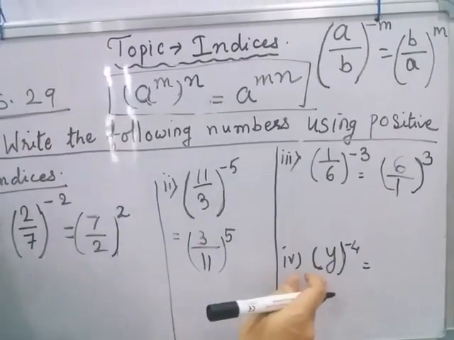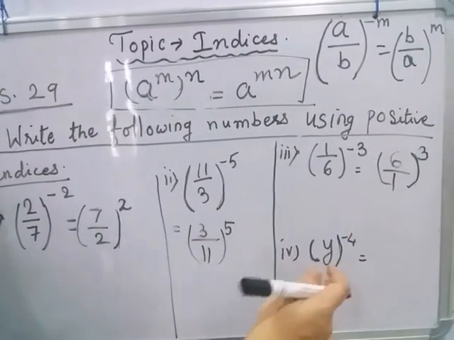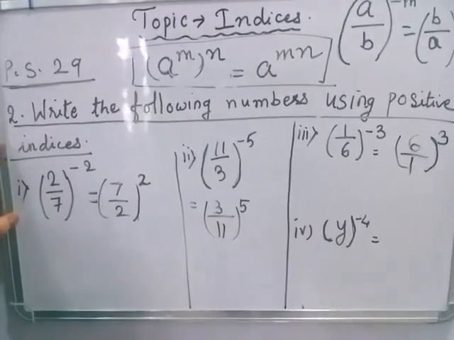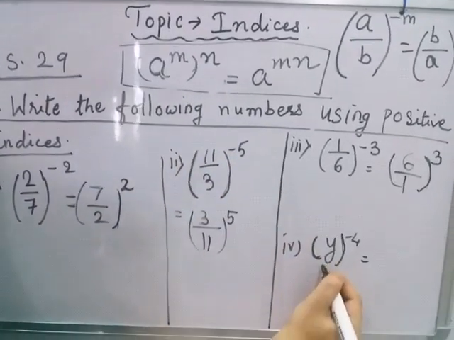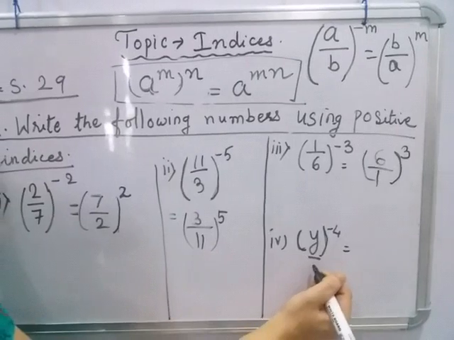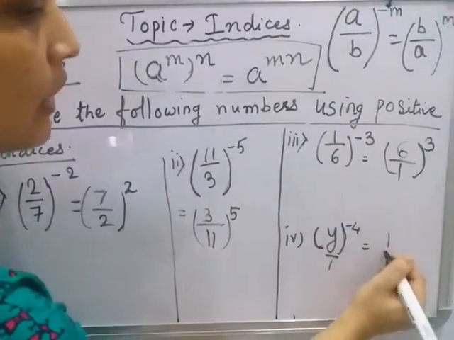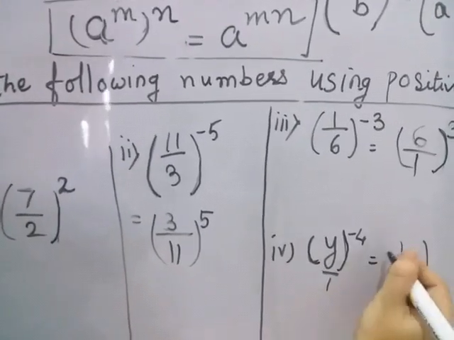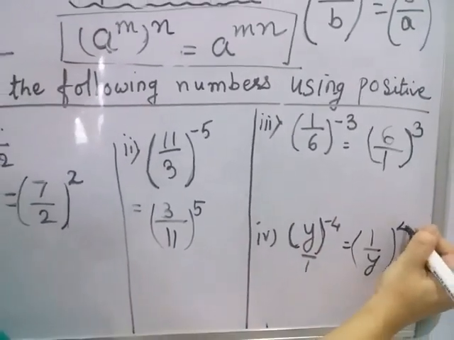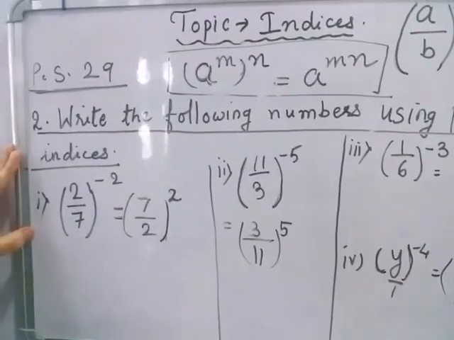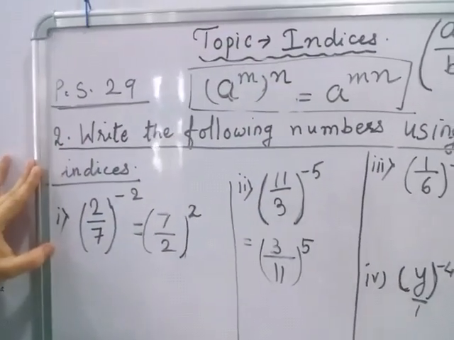Okay, last one, y raised to negative 4. What is the reciprocal of y? Yes, the reciprocal of y is 1 upon y, because when you do not see the denominator, it is 1. So when we take the reciprocal of it, it becomes 1 upon y, and this negative 4 becomes positive 4. Okay, student, I hope you understand practice set 29.